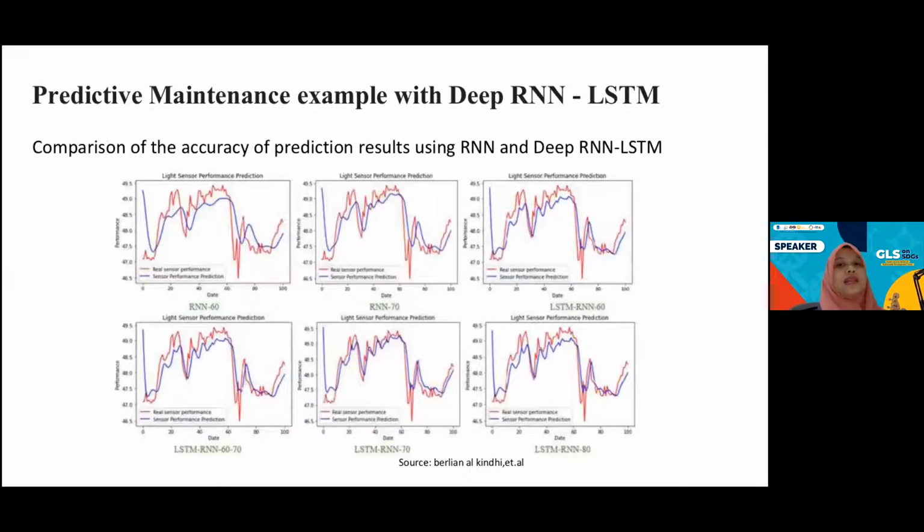And these are the results from this smart city implementation, predictive maintenance with deep learning, a recurrent neural network with LSTM architecture. We have 50 sensors, and we can see that RNN and LSTM RNN give different results, and LSTM RNN has a better result. We can see that the real sensor performance and the sensor prediction are close to each other.